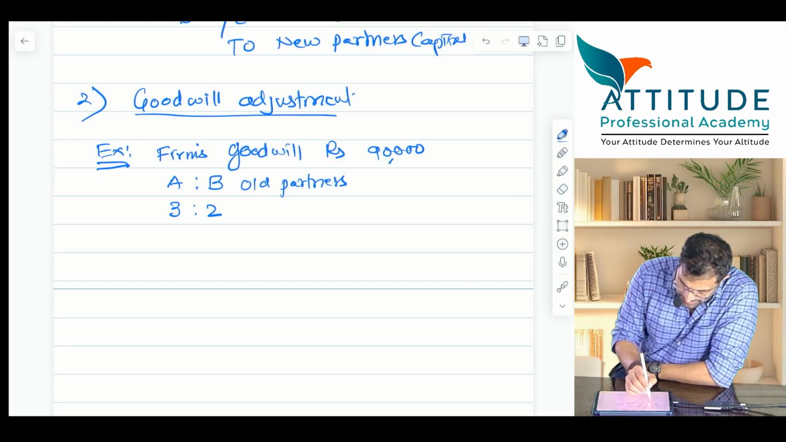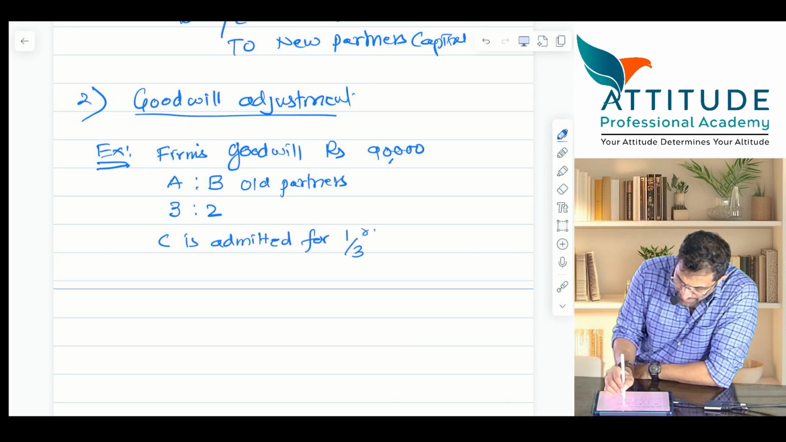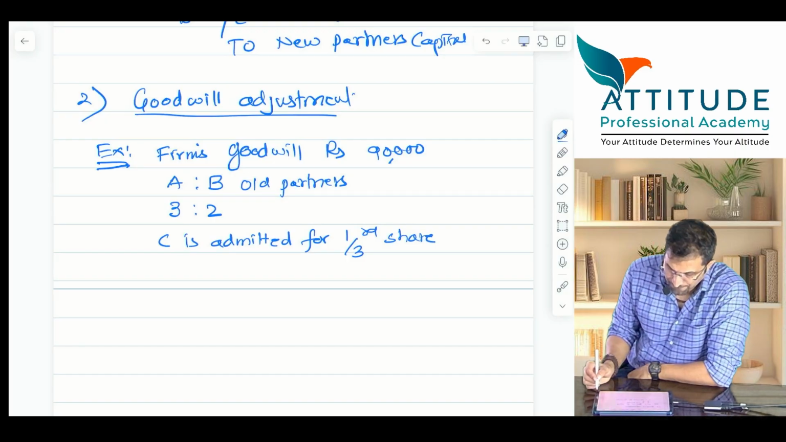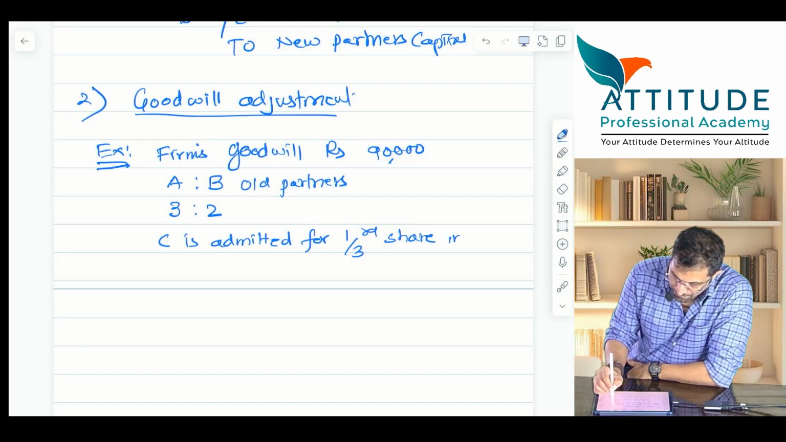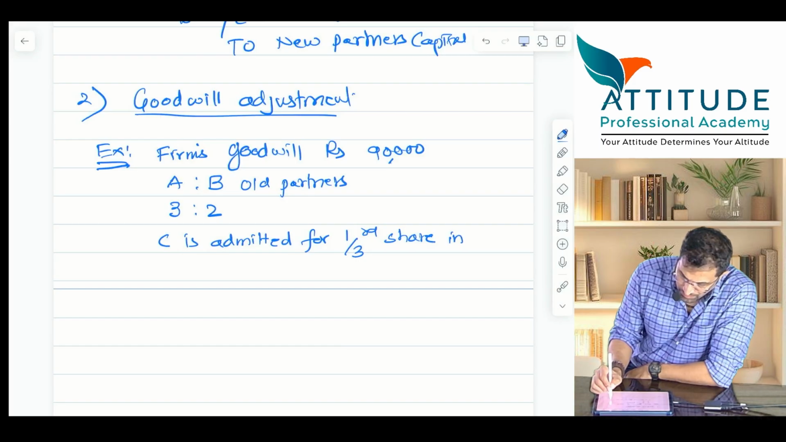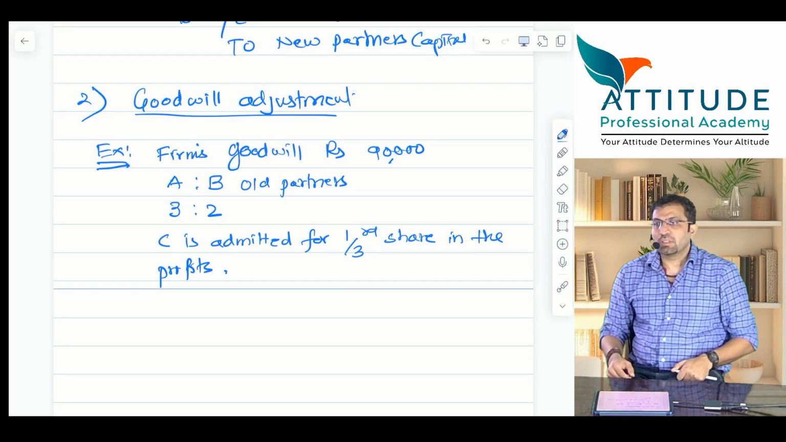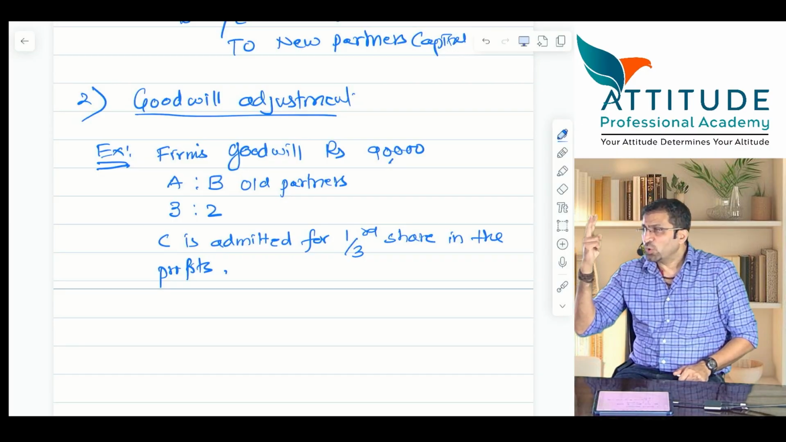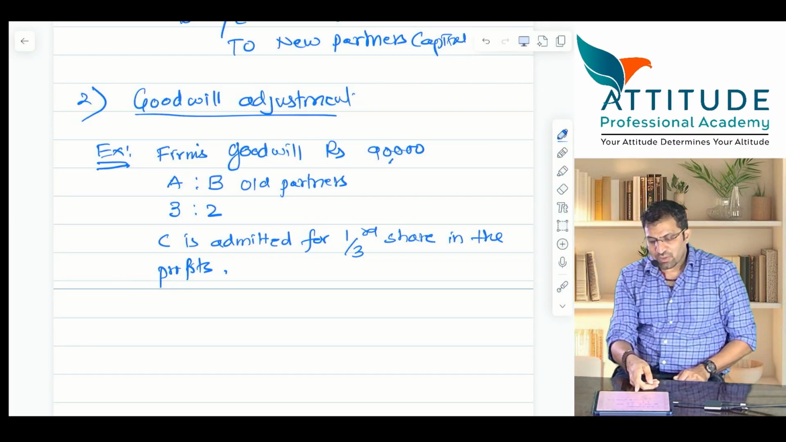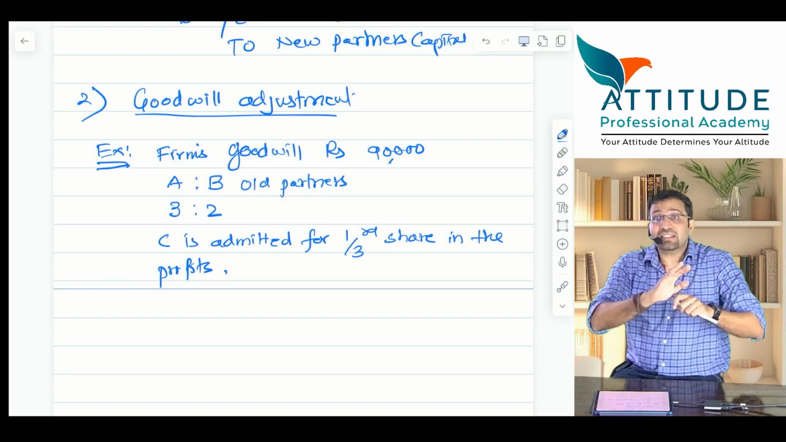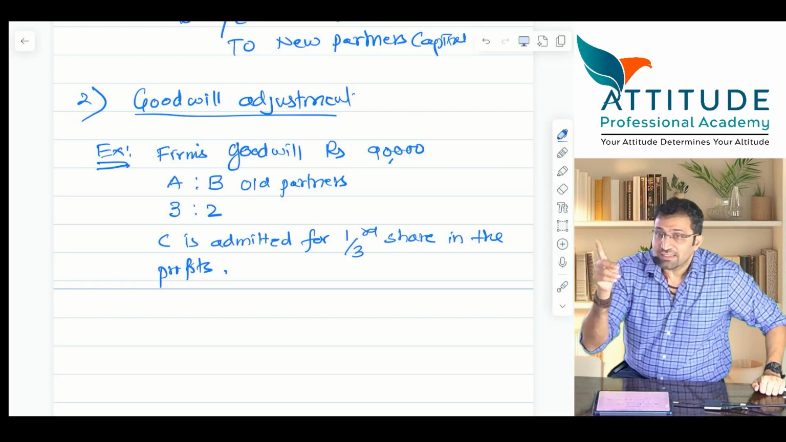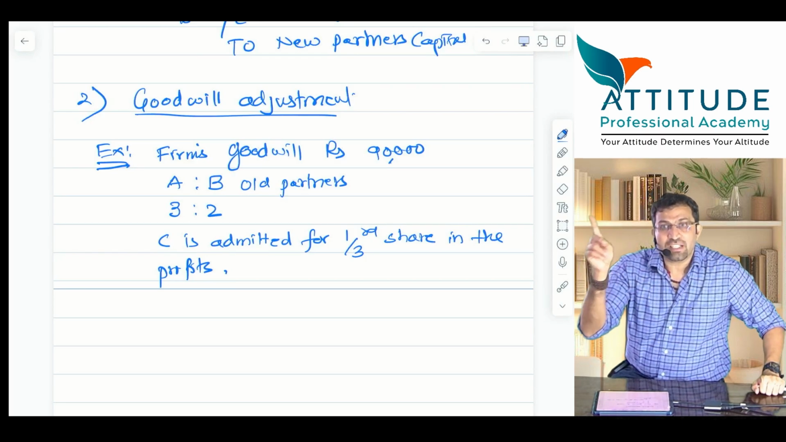Now, C is admitted for 1/3 share in the profits. Okay. You still remember, as I told you, if only 2 pieces of information are given, the old ratio 3:2 and the admitted share 1/3, and nothing else is mentioned, in that case the sacrifice ratio is the same as the old profit sharing ratio.